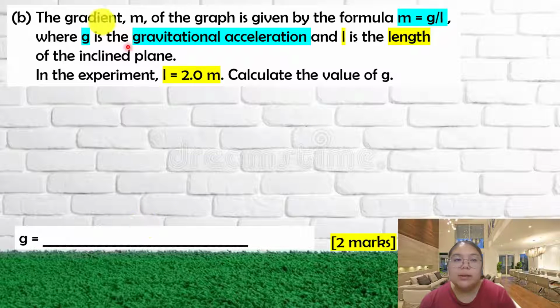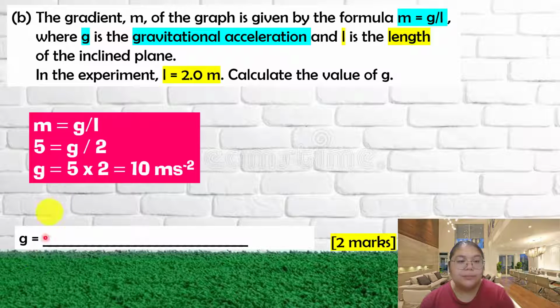Okay, so from part B, the gradient m of the graph is given by the formula. They give you the formula already, gradient m equals g over L. Let's see what g is. g is the gravitational acceleration, and L is the length of the inclined plane. In this experiment, they told you already L is 2 meter. Please calculate the value of g. So we just apply what you found just now for the gradient, then apply 2 meter, then you find the gravitational acceleration. Just straightforward to find the answer.